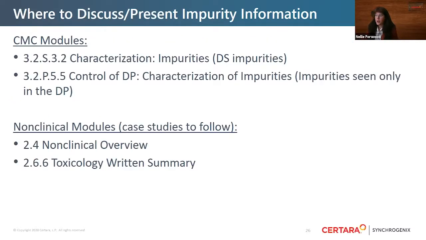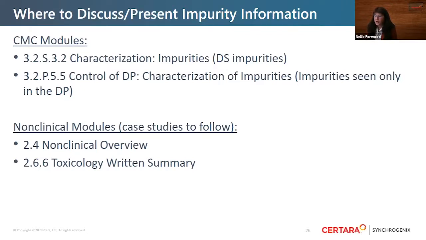And when you're discussing your impurity information, these are the locations where you're going to place it. For CMC modules, you're going to put it in 3.2.S.3.2, characterization in impurities, and that's for drug substance impurities. For drug product impurities, you're going to place them in 3.2.P.5.5, control of drug product, characterization of impurities. And this is, again, for impurities seen only in the drug product. And there are some out there. We have seen a few clients that have this situation.